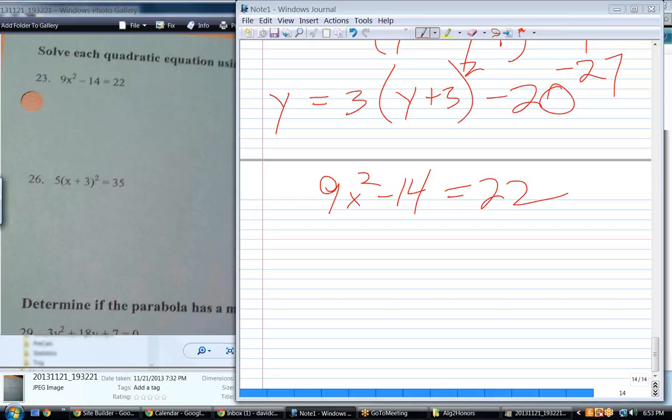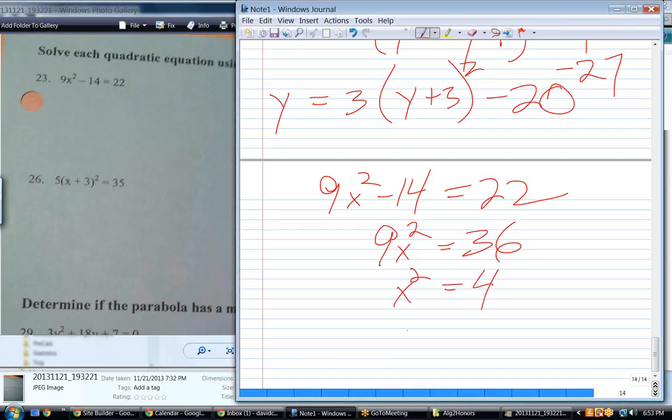If you have a quadratic that is missing the middle term, like this one is, there's no x term, there's really a better way to solve it. And that is, let's add 14 to the right, divide by 9. What's x equal to? 2. Or plus or minus 2. I wish there was a song that I could sing that had rhyme to it, so that I could say, whenever you take the square root of both sides of an equation, don't forget the plus and minus. Okay, so that's the way we solve 23.